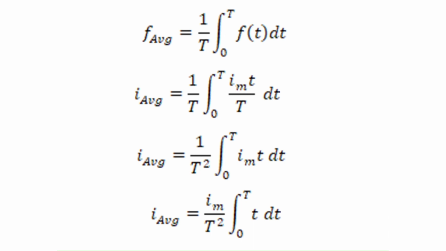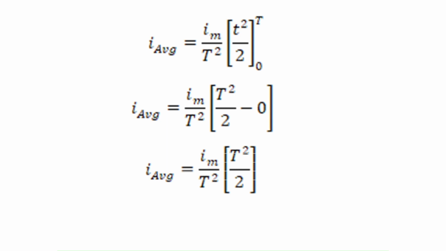I average equals 1 by T integral 0 to T Im into small t by capital T dt. We can bring the denominator capital T outside, then we can write I average equals 1 by T square integral 0 to T Im into small t dt. Therefore, we can bring that Im also outside. We can write I average equals Im by T square integral 0 to capital T small t dt. The integration of small t dt is t square by 2 with the limits of 0 to T.